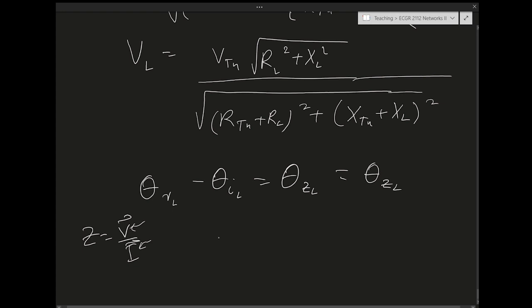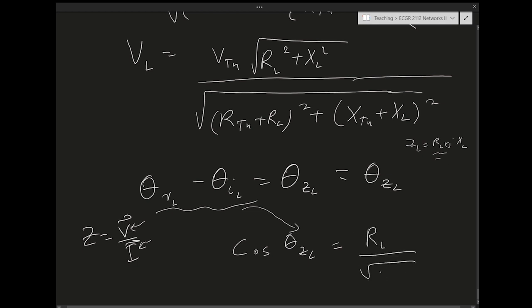But ZL is RL plus JXL, right? So it's the angle of ZL, but what's ZL? ZL is RL plus JXL, right? So what's cosine theta ZL? Right? Because remember the power equation has a cosine. So cosine of theta VL minus theta IL is equal to what? Cosine is the real part RL over the magnitude. So it's going to be RL over the square root of RL squared plus XL squared.